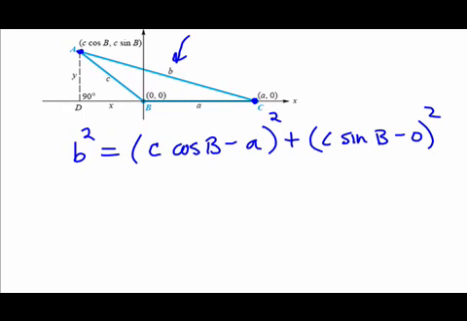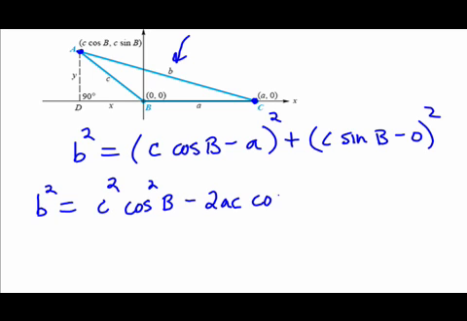So let's simplify the right-hand side. We would get b squared equals. Now I'm going to square that first quantity. Squaring a binomial means we square the first term. That would give us c squared cosine squared B. Now I multiply the two terms together and I double it. That will give me a negative 2ac cosine B. Square the last term gives us a positive a squared.